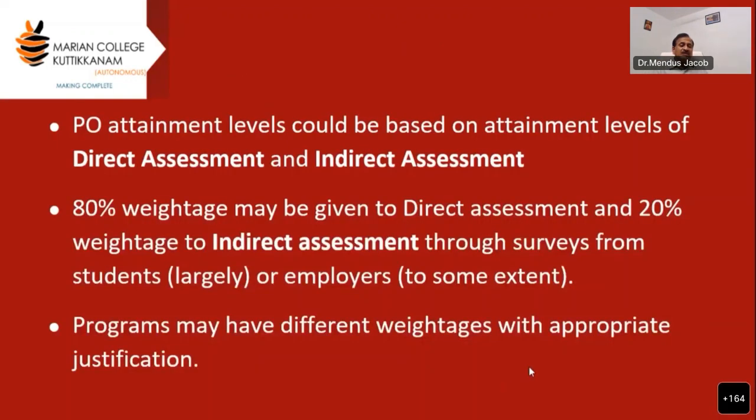And finally, PO attainment levels could be based on attainment levels of direct assessment and indirect assessment. Here also we have a direct assessment and indirect assessment. We can conduct a survey among the students for calculation of the PO. And suppose we can give 80% weightage for direct assessment, 20% weightage for indirect assessment. That also is possible.